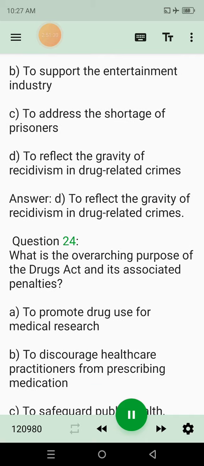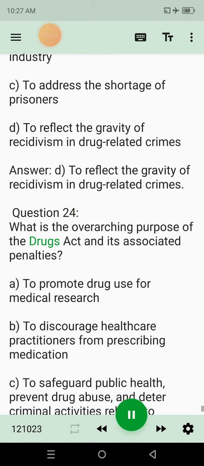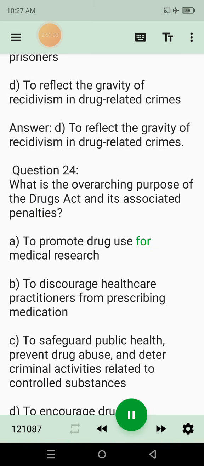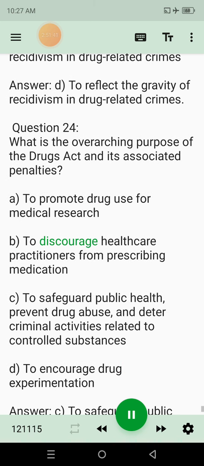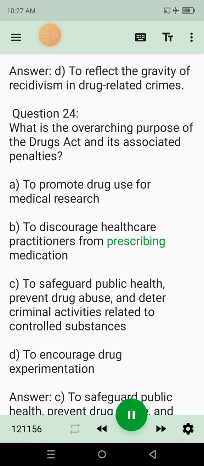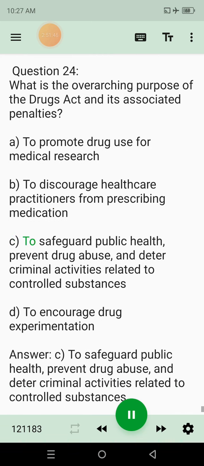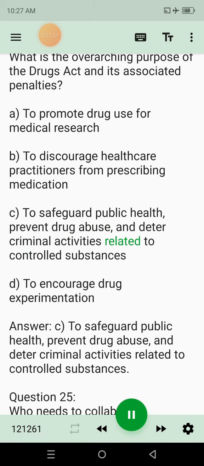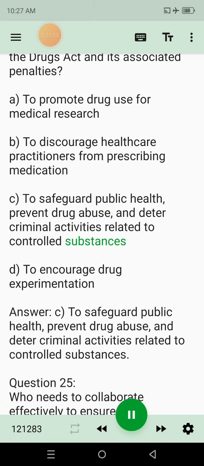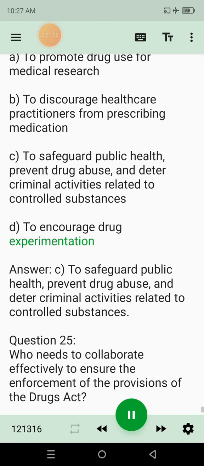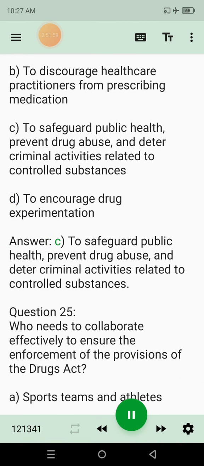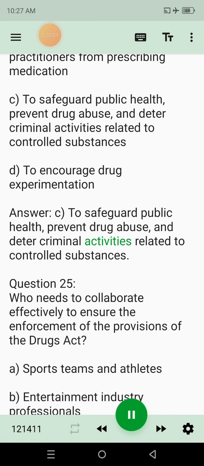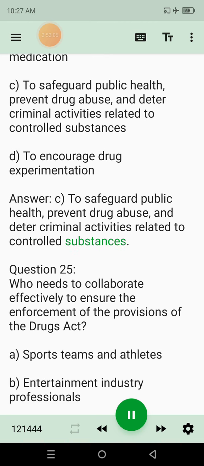Question 24. What is the overarching purpose of the Drugs Act and its associated penalties? A. To promote drug use for medical research. B. To discourage healthcare practitioners from prescribing medication. C. To safeguard public health, prevent drug abuse, and deter criminal activities related to controlled substances. D. To encourage drug experimentation. Answer: C. To safeguard public health, prevent drug abuse, and deter criminal activities related to controlled substances.